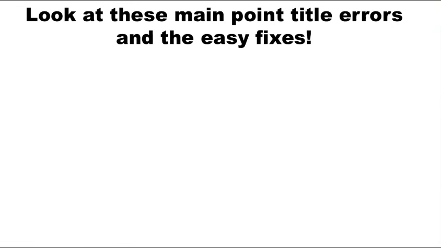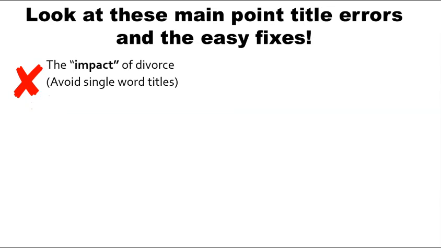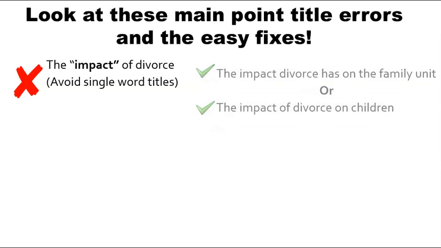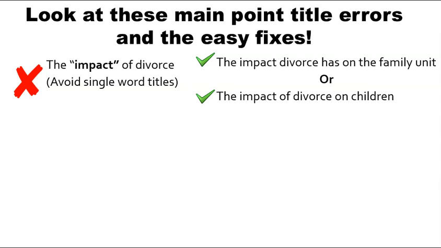Let's take a quick look at these main point title errors and quick and easy fixes. The impact of divorce. This is literally taking a one-word title and throwing it in with the topic of divorce. Instead, we could say the impact divorce has on the family unit, or the impact of divorce on children. The first option looks at the impact on the whole family, versus the second option, the divorce's impact on children, which would be much more specific as a main point. Which do you choose? It depends on which you want for your speech.